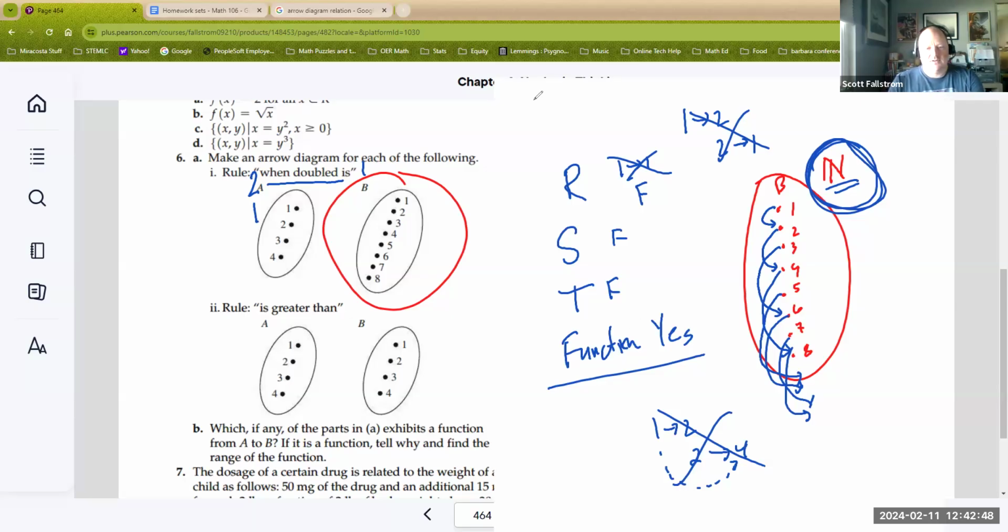So I think that covers everything. At least I think so. Let me stop sharing for a moment, make sure. Function. Yeah. So anyway, there you go. There's those pieces.